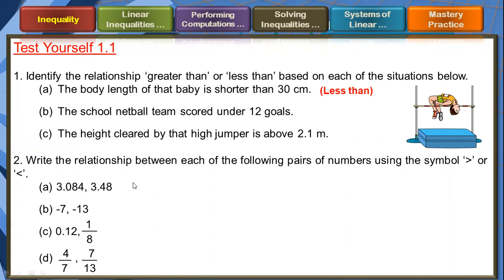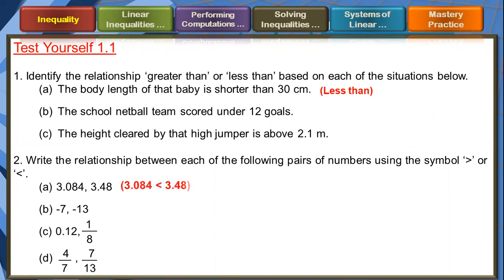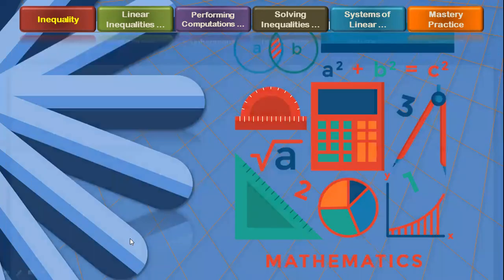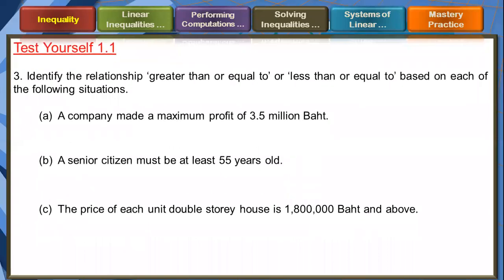So we will do A first. Here we have to use less than. So 3.084 is less than 3.48. I will leave B, C, and D for you as your homework. Now let's go to number 3.